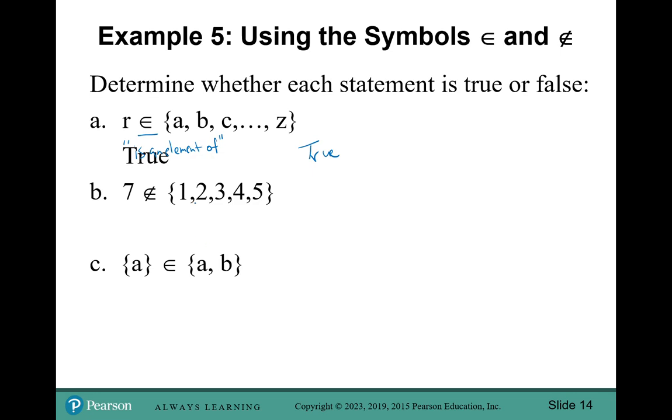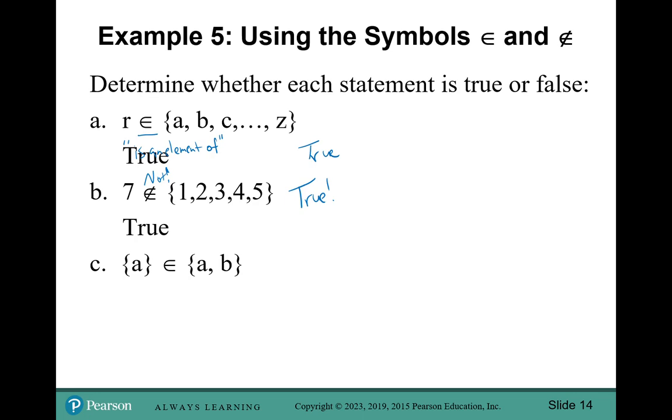Now, remember, when it has a slash through it, it means "is not an element of." So the question here is, is 7 not an element of {1, 2, 3, 4, 5}? Is this a true statement? This is indeed a true statement, because 7 is not an element of that. 7 lies nowhere within that set. Therefore, it's a true statement.